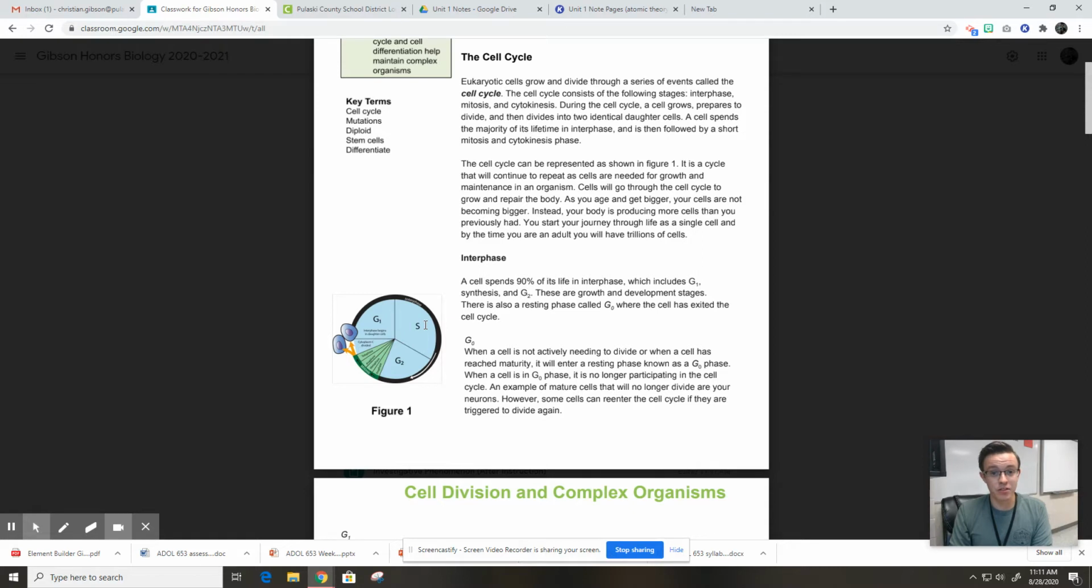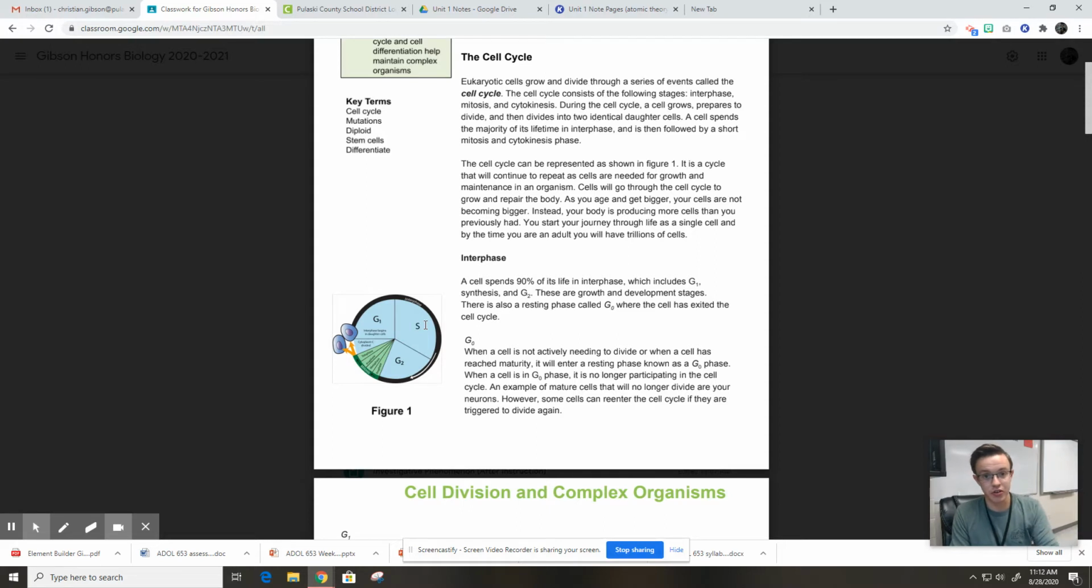Now, why might it want to do that? Why is it so important that before a cell divides that the DNA is copied? Well, all of your cells have a certain amount of DNA. That DNA has the instructions to make the proteins that then tell that cell its job. Okay, think of the proteins as like the workers in a factory.